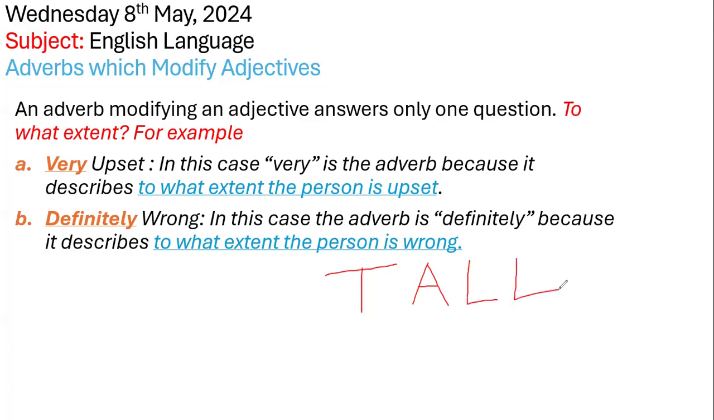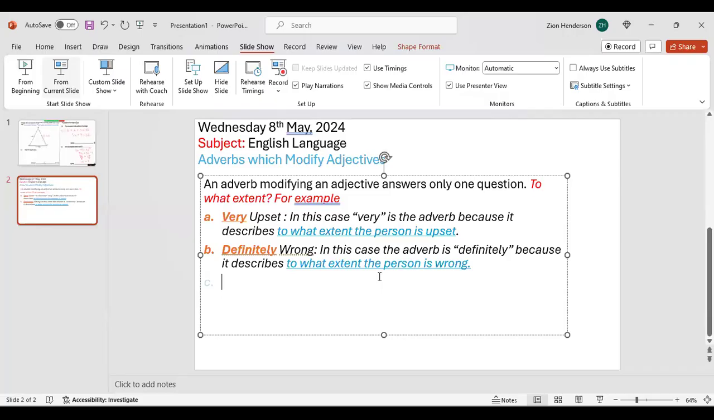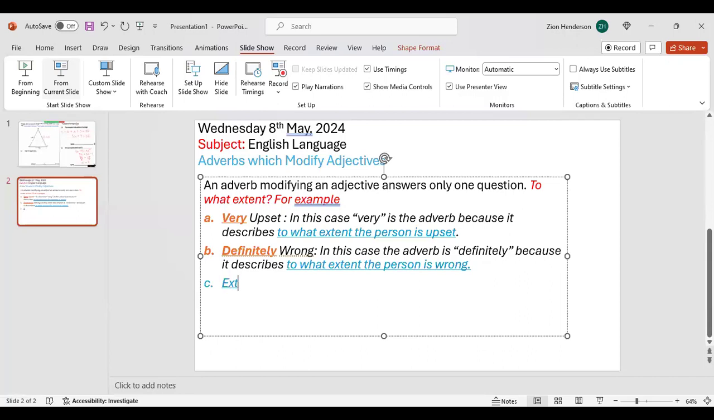So give me an adverb that would be able to modify tall. Extremely. Oh my goodness. Tegan got it right on the money. Extremely. Yeah, right. All right. So extremely is the right one.